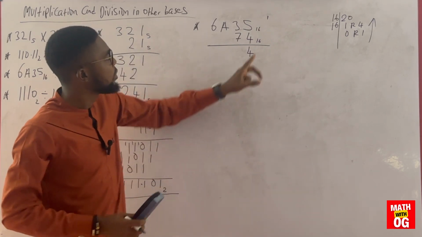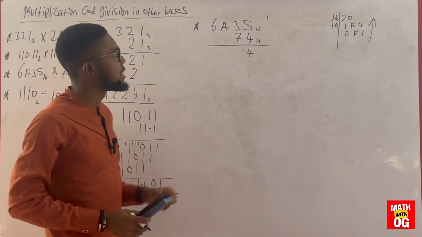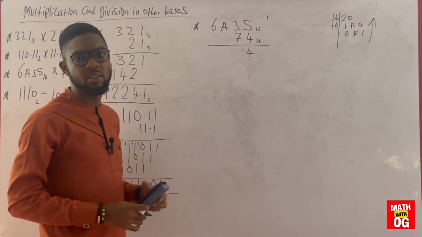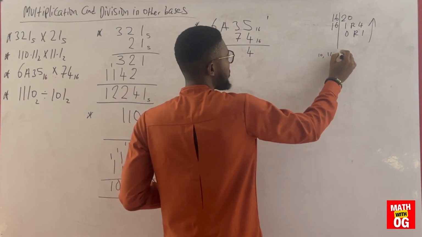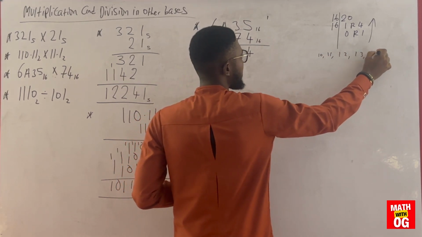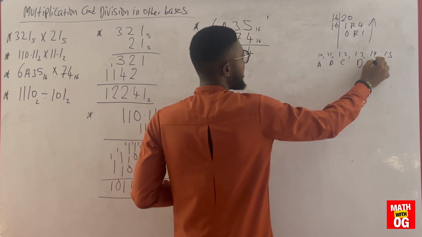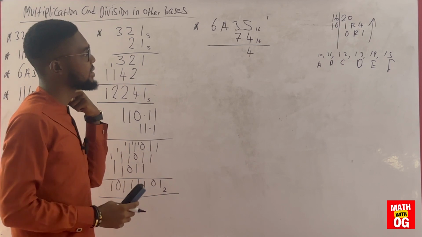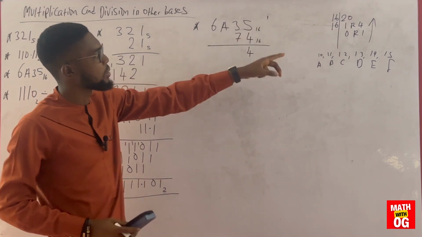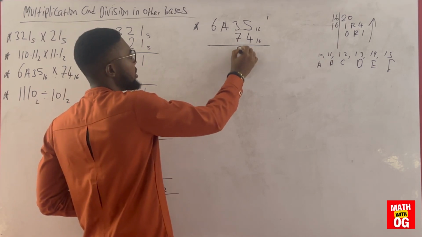Then we'll continue. 4 times 3 is 12. 12 plus 1 is 13. Now what is 13 in base 16? Remember 10, 11, 12, 13, 14, 15 are A, B, C, D, E, and F. So 13 is D. So we'll put D here.